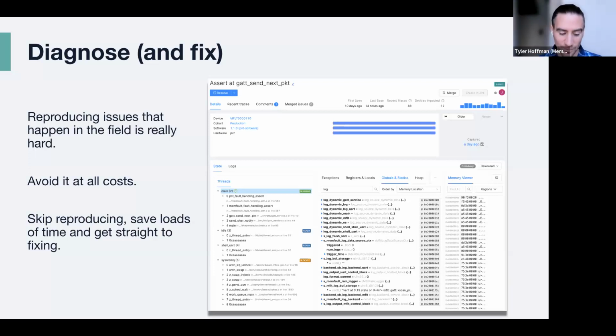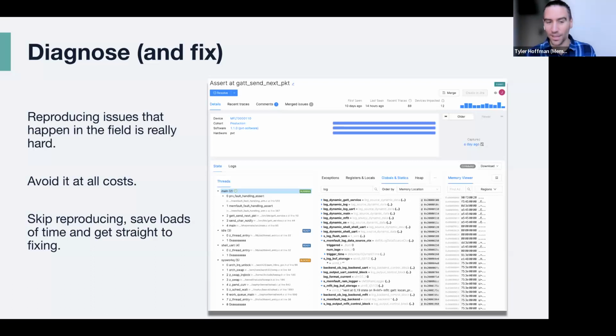There have been many times where I tried to reproduce a bug many times. Once we built core dump infrastructure very similar to this, I was able to fix the bug in under an hour because it tells me exactly where the bug is.